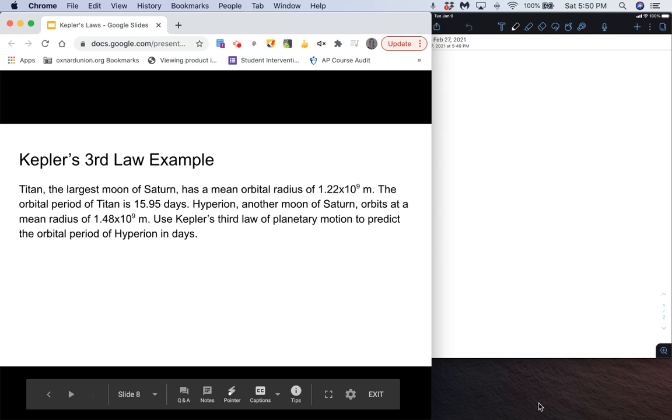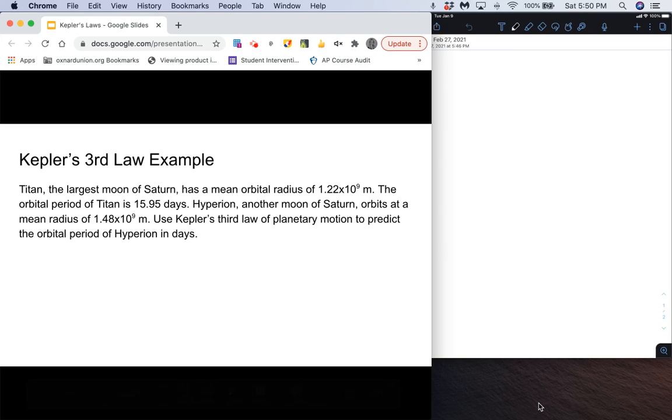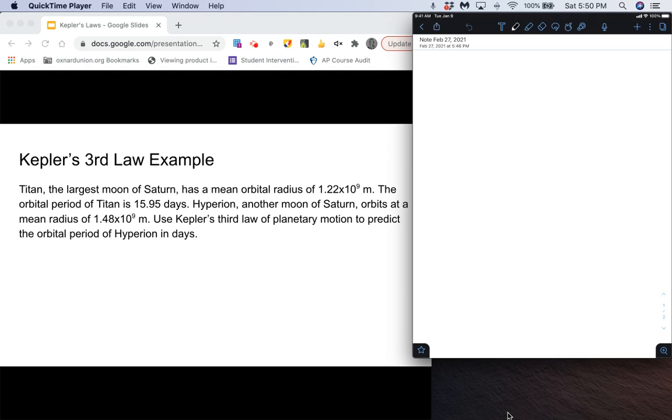All right, so here is an example for Kepler's third law. Titan, the largest moon of Saturn, has a mean orbital radius of 1.22 times 10 to the ninth meters. The orbital period of Titan is 15.95 days. Hyperion, another moon of Saturn, orbits at a mean radius of 1.48 times 10 to the ninth meters. Use Kepler's third law of planetary motion to predict the orbital period of Hyperion in days.